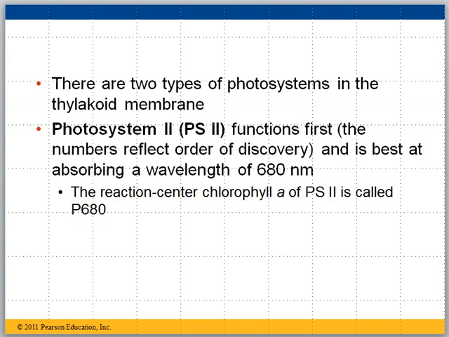Photosystem 2 is also called PS2 or P680 because 680 nanometers is the wavelength that it best absorbs. Now, 680 nanometers would be in the red. As far as our eyes, that would be kind of red coloration.